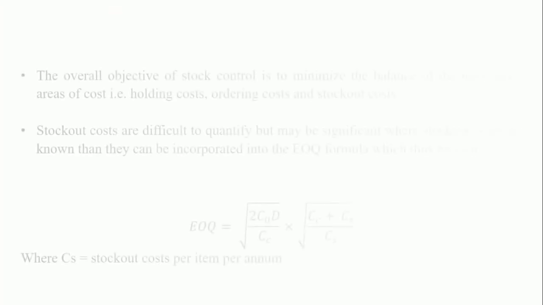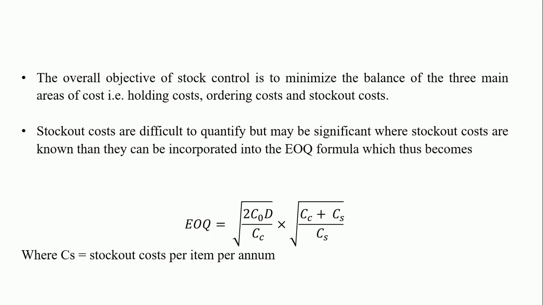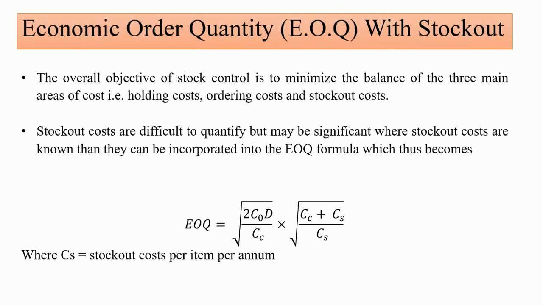The second version of EOQ is EOQ with stockout. When the stockout is allowed, you'll be given the stockout cost. And the formula changes: square root of 2C naught D over CC times square root of CC plus CS over CS. As stated earlier, the C naught is the ordering cost, the D is the demand, the CC is your carrying cost. Sometimes it could be replaced with your holding cost. And the CS is your stockout cost.